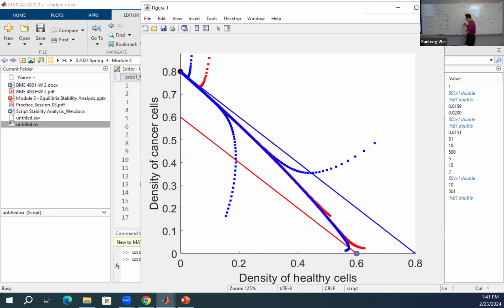Attractor equilibrium point. Attractor means it's stable. Stable means you attract everything. It's a stable point: once you reach here, you're not going anywhere. But for the repeller, once you're there, of course you will stay, but as long as you provide a lot of perturbation, you will move away.